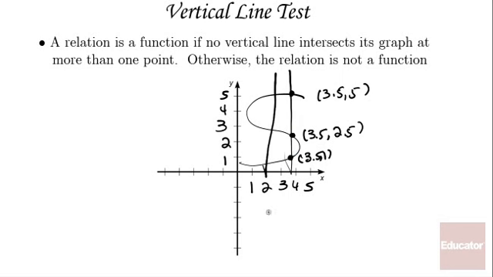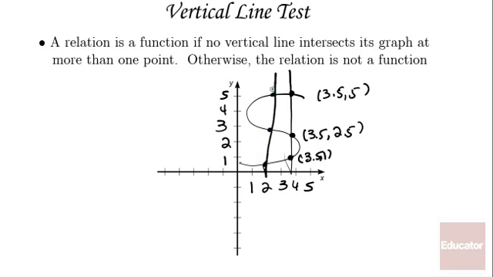The reason that this vertical line test works is because ordered pairs that share the same x are going to be located directly above or below each other on the coordinate plane. So if points share the same x value of, say, 2, they are going to lie directly above or below each other.